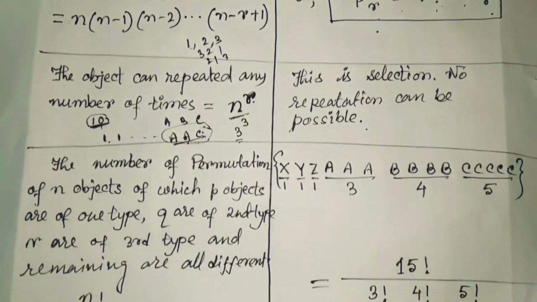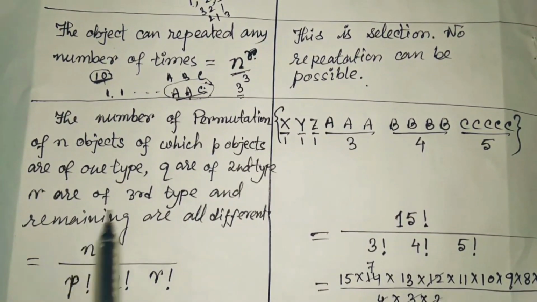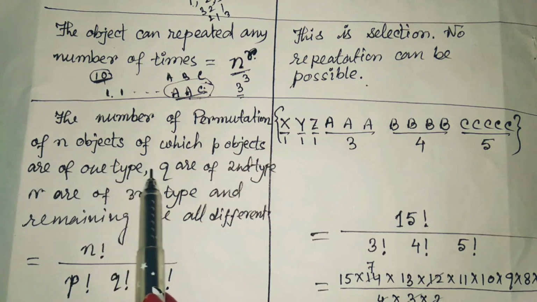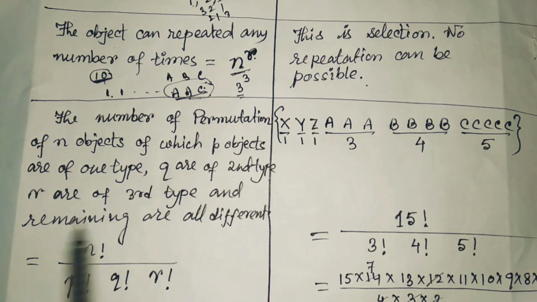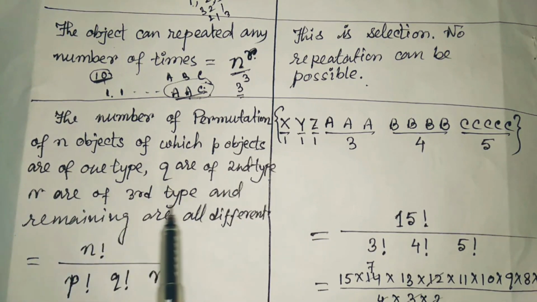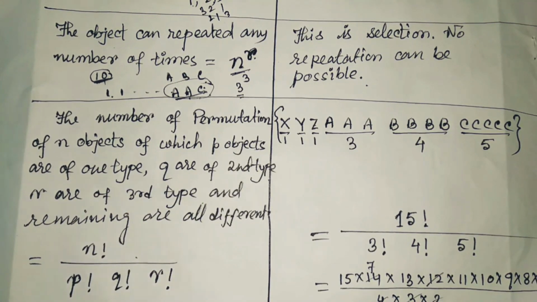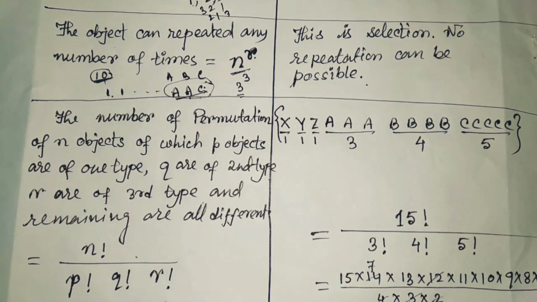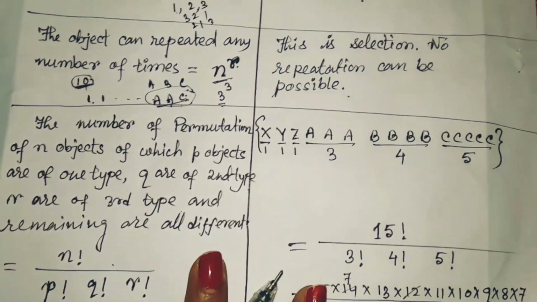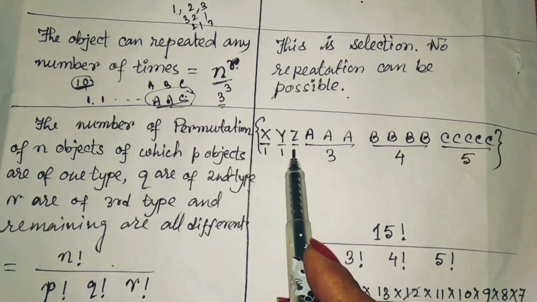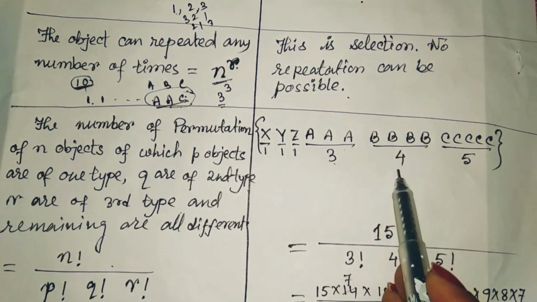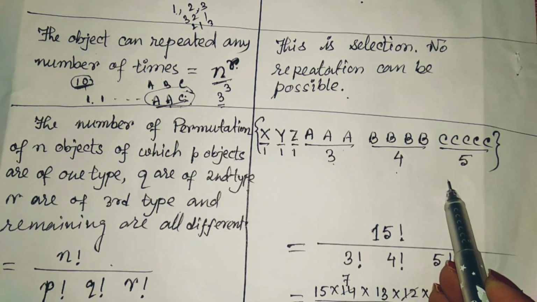Now in permutation, we have one more thing: the number of permutations of n objects, in which p objects are of one type, q objects are of a second type, and r objects are of a third type, is n factorial divided by p factorial into q factorial into r factorial. For example, suppose we have a set where the elements are x, y, z, with a repeated 3 times, b repeated 4 times and c repeated 5 times.